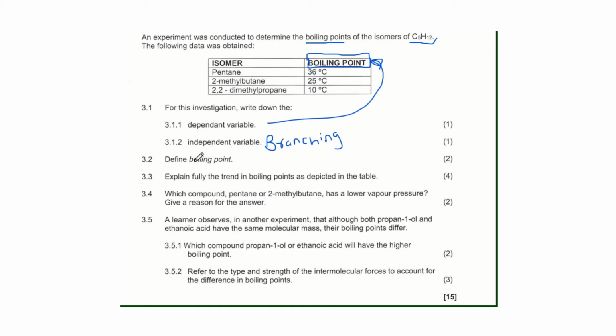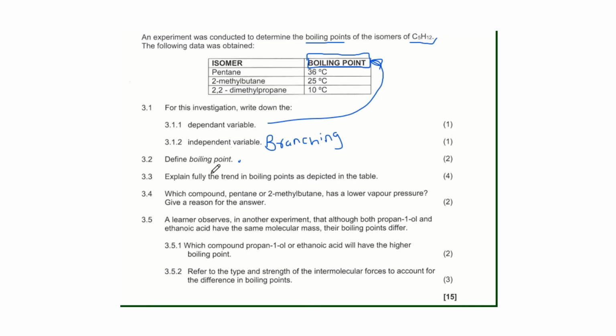Now it says 3.2, define the boiling point. This is just a definition. When you talk about the boiling point, we are referring to the temperature at which the vapor pressure of a liquid is equal to the atmospheric pressure. That's the boiling point. You can also read it in the textbook and familiarize yourself with it.